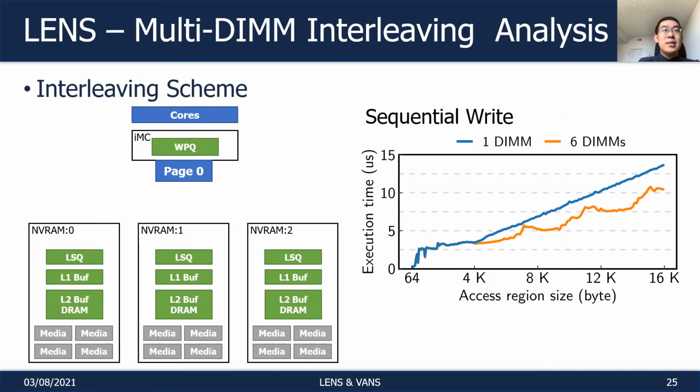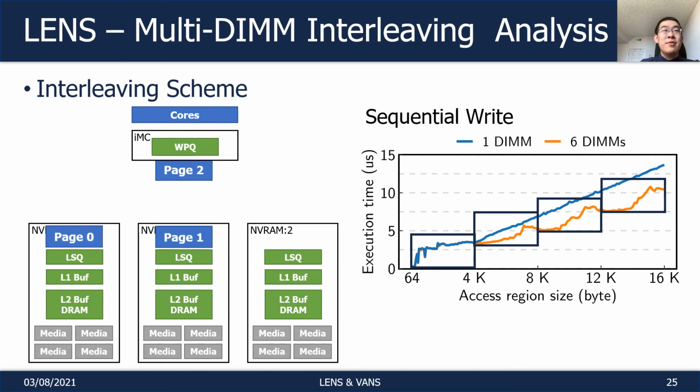Here we use a sequential write to detect the multi-DIMM interleaving scheme for non-volatile memory. We perform sequential write with different region sizes and measure the total execution time under each region size. We test the single DIMM and 6-DIMM interleave settings. Here we notice the write to the interleaved 6-DIMM shows a repeated latency trend every 4 kilobyte. This indicates that different 4 kilobyte pages are separated to different DIMMs.